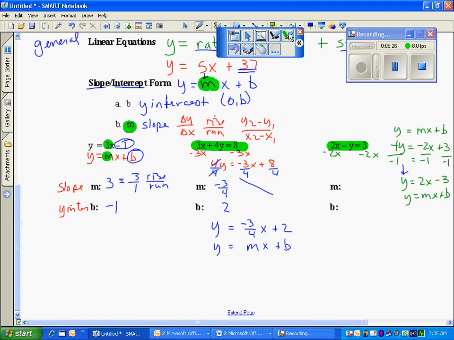So these values correspond. m, if you recall, is my slope. So it's a positive line. It's going to be going uphill, and it's going to be a fairly steep rise 2, run 1. And my y-intercept is negative 3, meaning it's going to be located on the y-axis at negative 3.